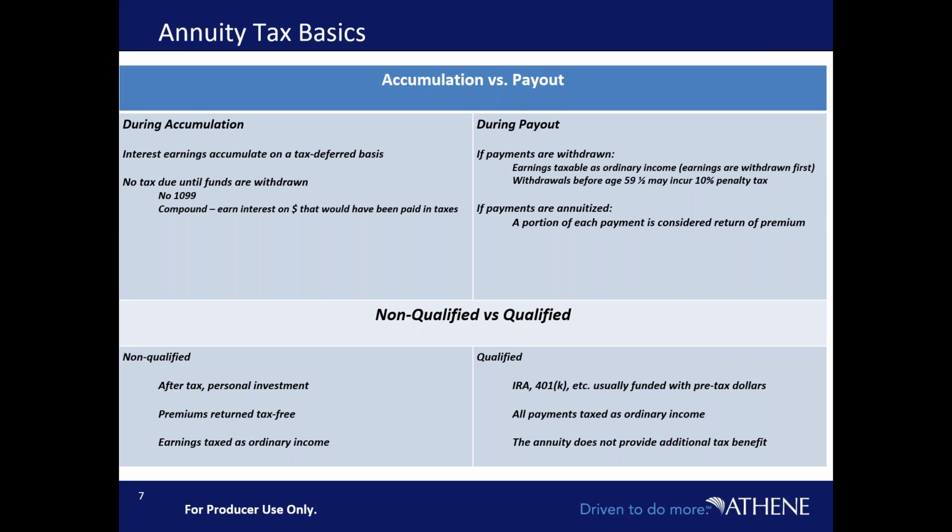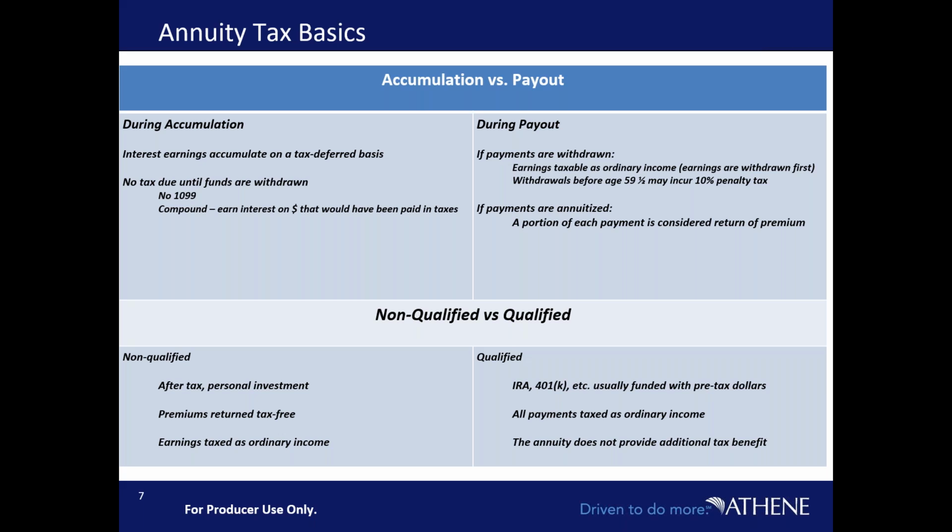Now let's talk about non-qualified versus qualified contracts. Non-qualified is going to be after-tax money, personal investment money that clients generally just have in their savings or checking account. Premiums are returned tax-free. Again, you've already paid taxes on that, so you're not double taxed. The earnings on non-qualified contracts are taxed as ordinary income when you take those gains out. Again, it's tax-deferred until you take the gains out, at which point they will be taxed as ordinary income.